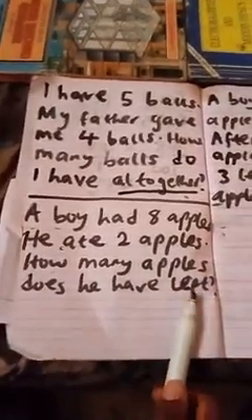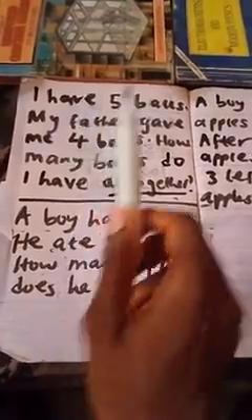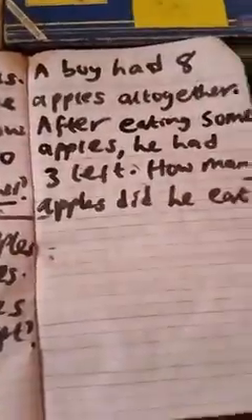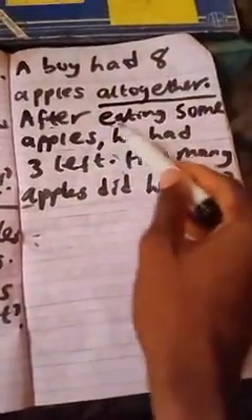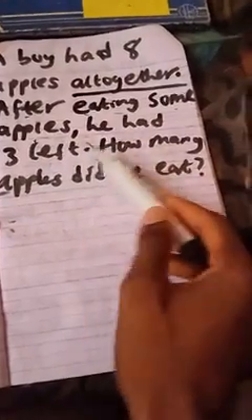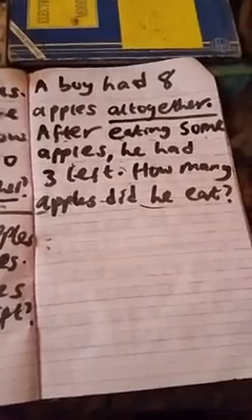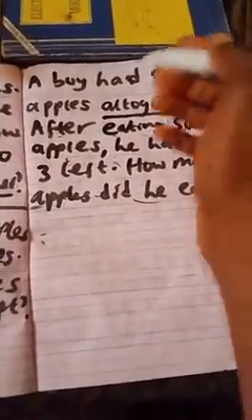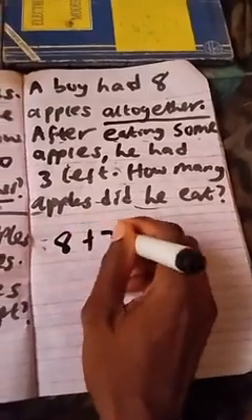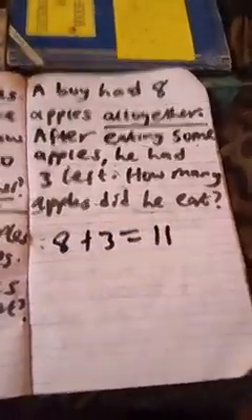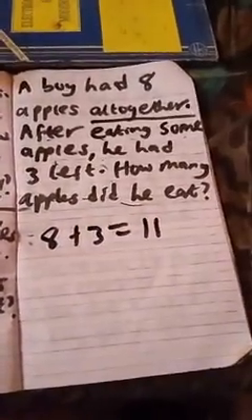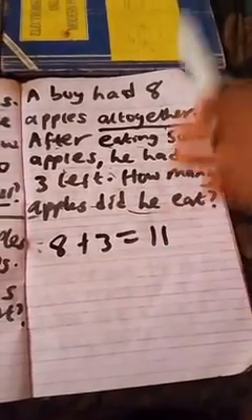Well, this one is a bit fair. But let me show you something. Now look at this word problem. A boy had 8 apples altogether. After eating some apples, he had 3 left. How many apples did he eat? Now, a student might say, oh, my teacher taught me that altogether is addition. And what comes to mind is 8 plus 3 is equal to 11 apples. This is totally wrong, because you have been made to understand that altogether is always addition.